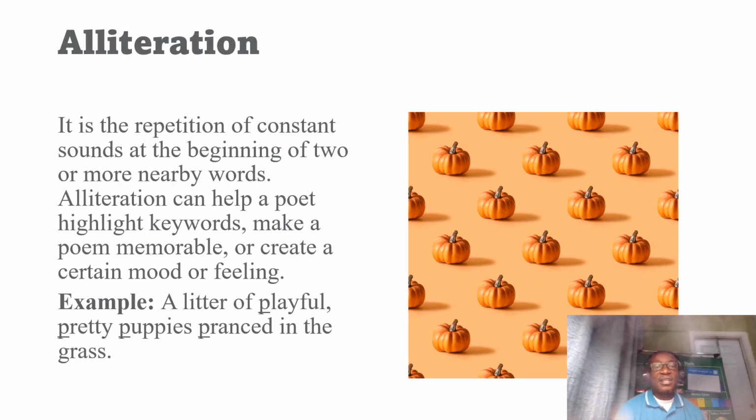Alliteration. Alliteration is the repetition of consonant sounds at the beginning of two or more nearby words. Alliteration can help a poet highlight keywords, make a poem more memorable, or create a certain mood or feeling. Example: a litter of playful, pretty puppies pranced in the grass.